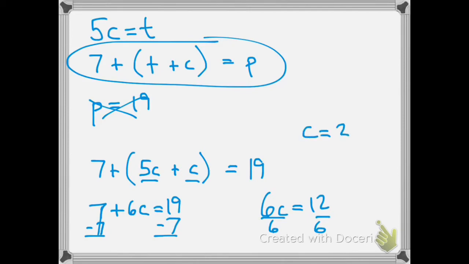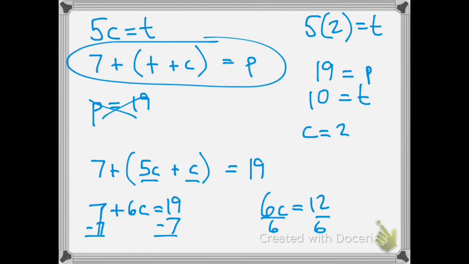Now we can go back and substitute. So if C equals 2, we do 5 times 2, equaling T. Well, then our tomato count would equal 10. And we already know that our peppers are 19. Much more of a difficult problem, but just take it slow and rip it apart a bit. So you might want to go back and rewatch that one a couple times.